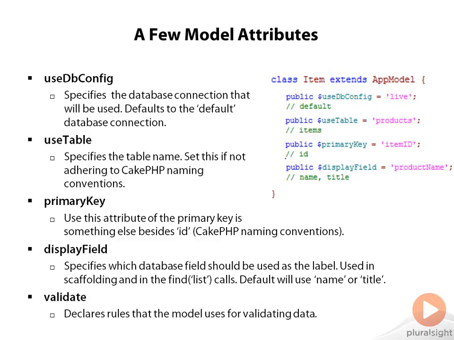The last attribute I would like to go over is validate. This declares the rules that the model will use for validation. We will cover this model attribute in more depth later in this module. Let's go over to our catalog project and see if we can use any of these attributes in our models.